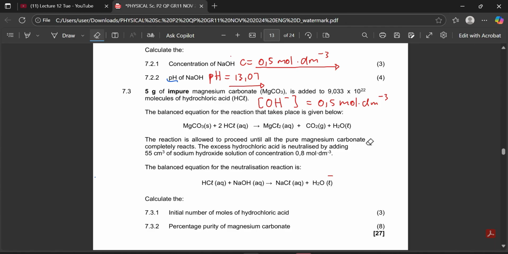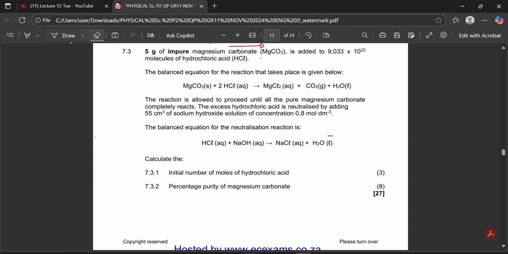Sorry, okay, I'm just gonna remove this. And then the question continues. They then say 5 grams of impure magnesium carbonate is added to 9.033 times 10 raised to 22 molecules of hydrochloric acid. The balanced equation for the reaction is given below, and they say the reaction is allowed to proceed until all the pure magnesium carbonate completely reacts.